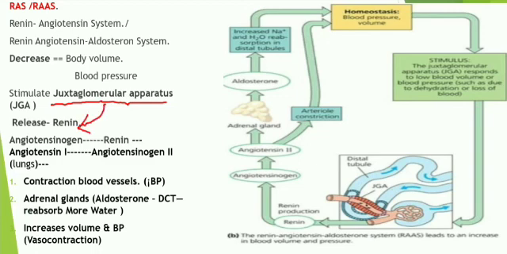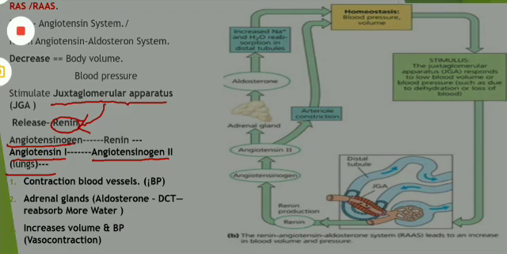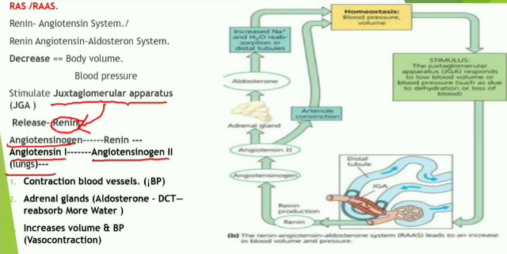This juxtaglomerular apparatus releases one of the hormones, that is renin, and this renin gets into the blood and converts angiotensinogen into angiotensin 1, and this is later converted into angiotensin 2 at the lungs. Why is it converted in the lungs? Because for this conversion it needs an enzyme. That enzyme is present in the lungs, that's why it is converted at the lungs.